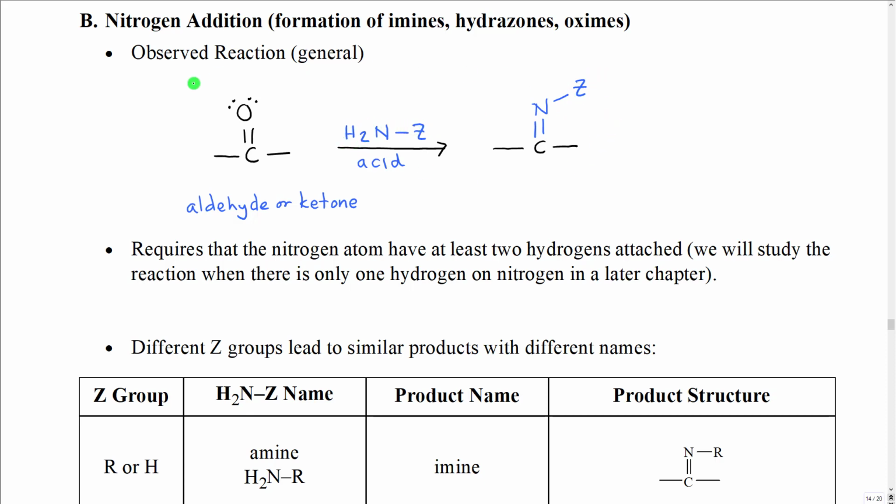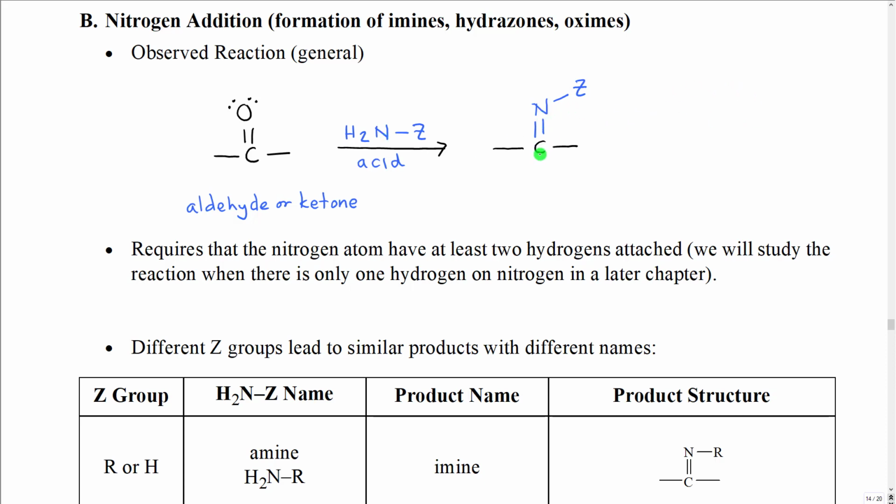Now, to get this overall result, we have to have two hydrogens on the nitrogen. Always have to have an NH2 to get this result. Later on, we're going to study a reaction where there's only one hydrogen on the nitrogen, and we'll see that that goes in a different direction.